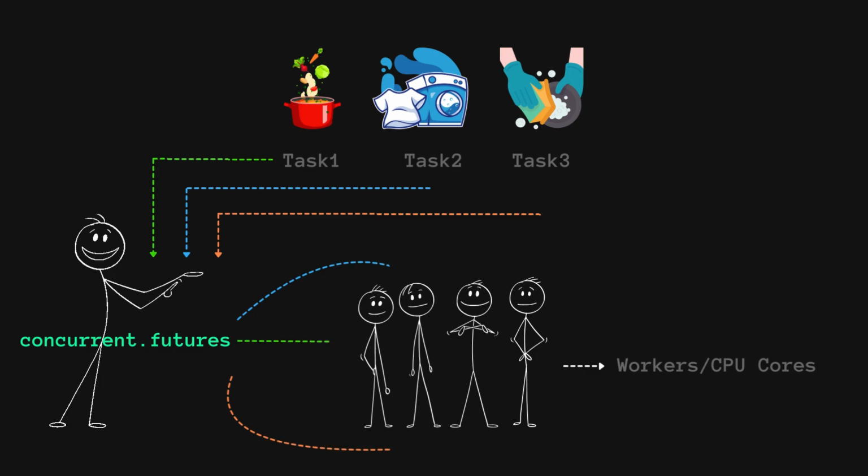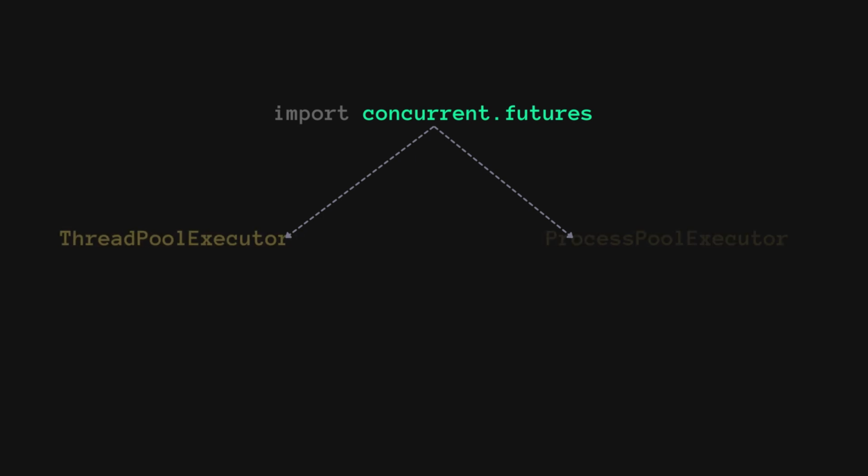It allows you to run numerous tasks at the same time via threads or processes, making your programs faster and more efficient. Let's explore how we may apply it in Python. First, we have to import it. We can use one of two classes, ThreadPoolExecutor or ProcessPoolExecutor.